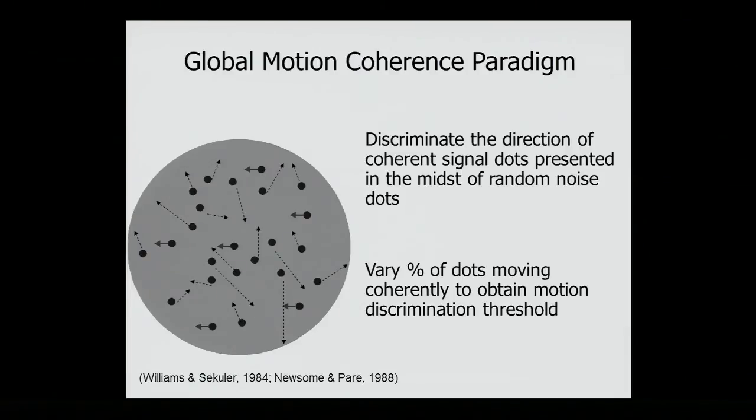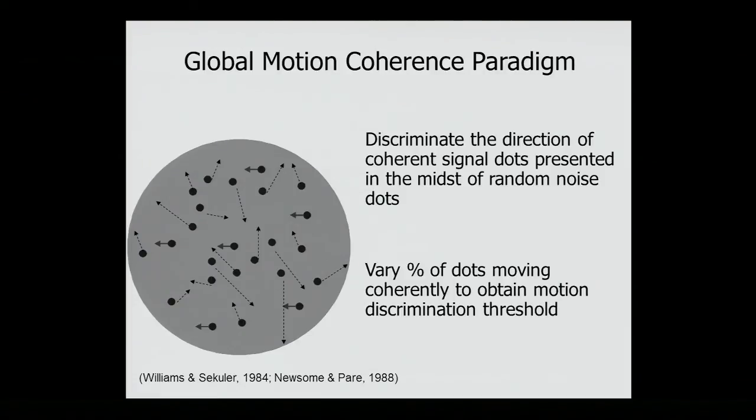And the person is seeing this. These are moving dots in this circle. And you have to discriminate the direction of coherent signal dots that are moving together in the same direction amid random noise. So you can see all of these with the dark arrows are going the same direction. The rest are random. Can you see the general flow of the dots to either the left or the right?